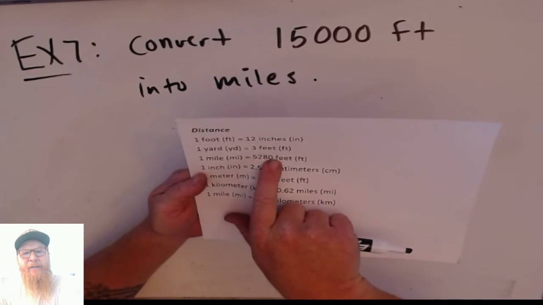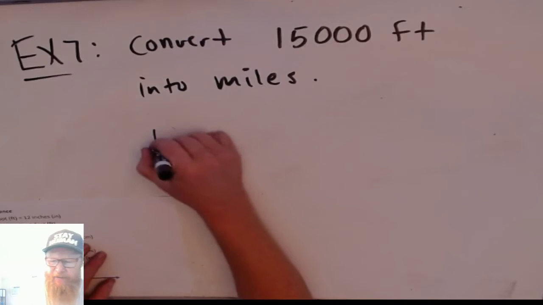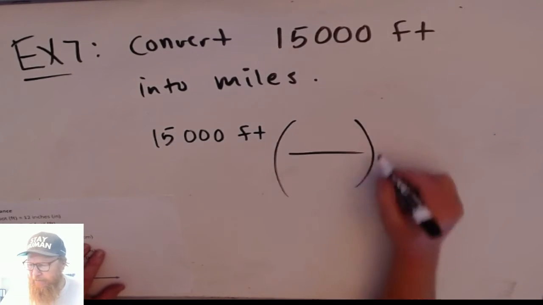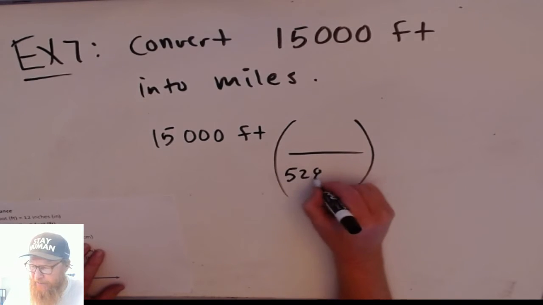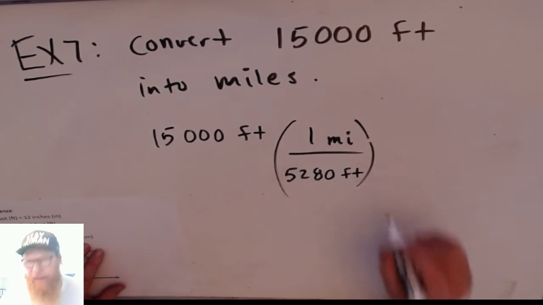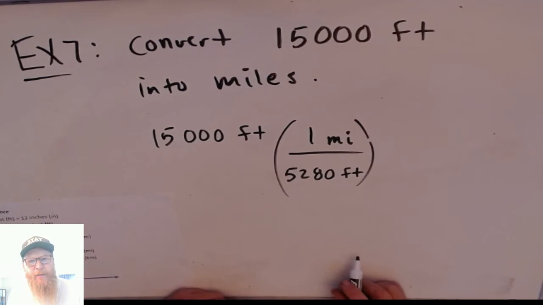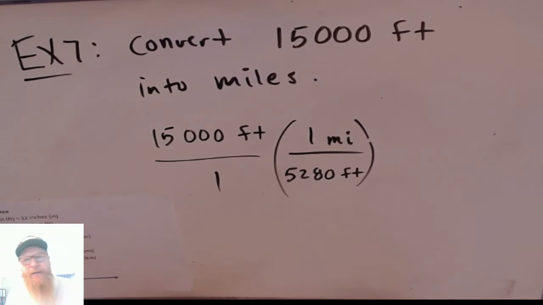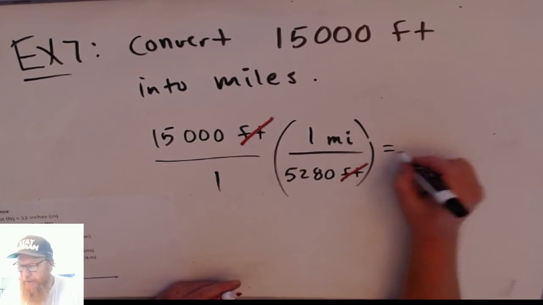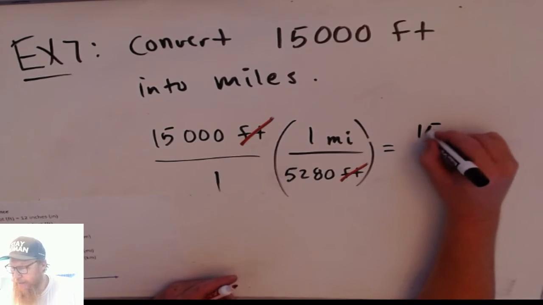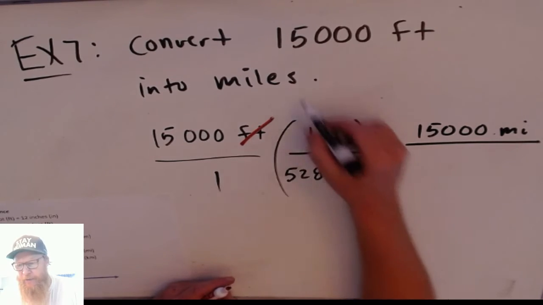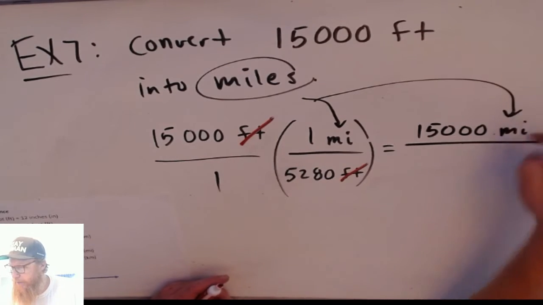So 1 mile is 5,280 feet. So I've got 15,000 feet. The unit fraction is 5,280 feet is 1 mile, MI for mile. And then just for good measure, put the 1 down in the denominator. We cross off the feet, multiply straight across. You're going to get 15,000. Keep the unit that you're trying to get, miles for miles. Make sure you keep that.